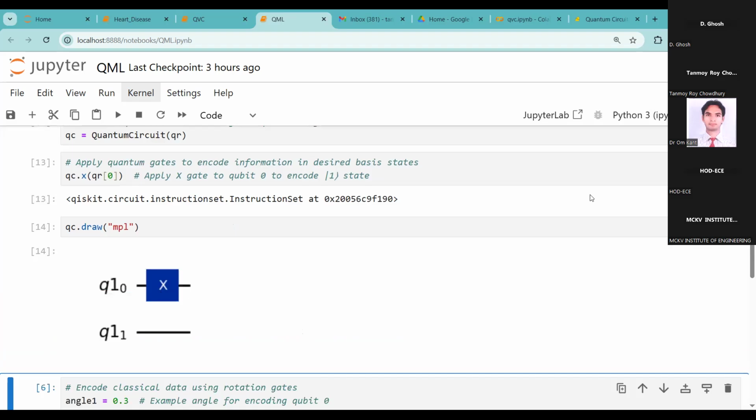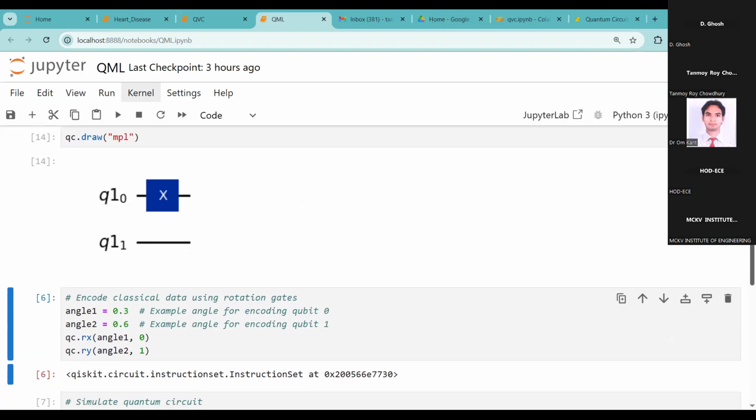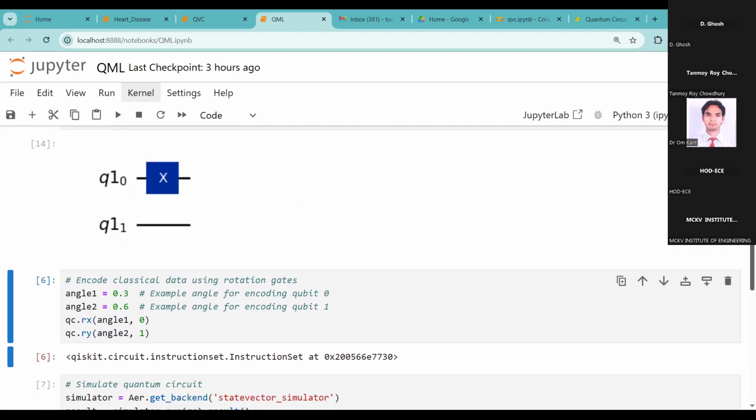Now I want to encode my data. I gave you the angles. Let's say I name them angle 1 and angle 2, which is 0.6. So what I want is rotation. Here you can see a simple Rx rotation. And by what angle do I wish to rotate? I wish to rotate it by angle 1, which is 0.3. And which qubit? 0. This qubit. And I want to rotate the second qubit along the y-axis by an angle of angle 2, which is 0.6. So I apply this.